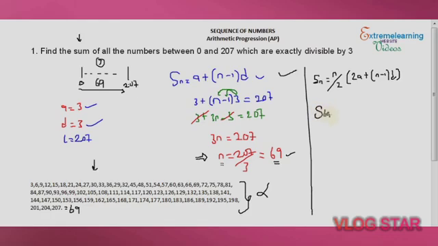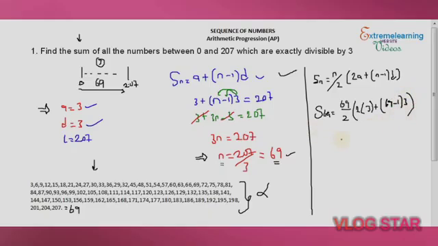S of 69 is equal to 69 divided by 2, open bracket, 2 multiplied by a, where a is 3, close bracket, plus open bracket, n is 69, so 69 minus 1, then multiplied by d, which is the same 3.